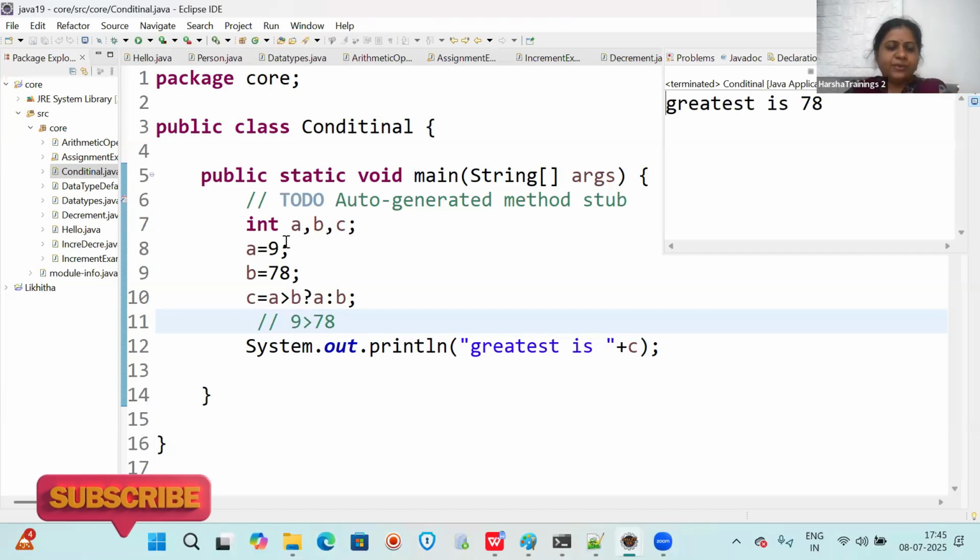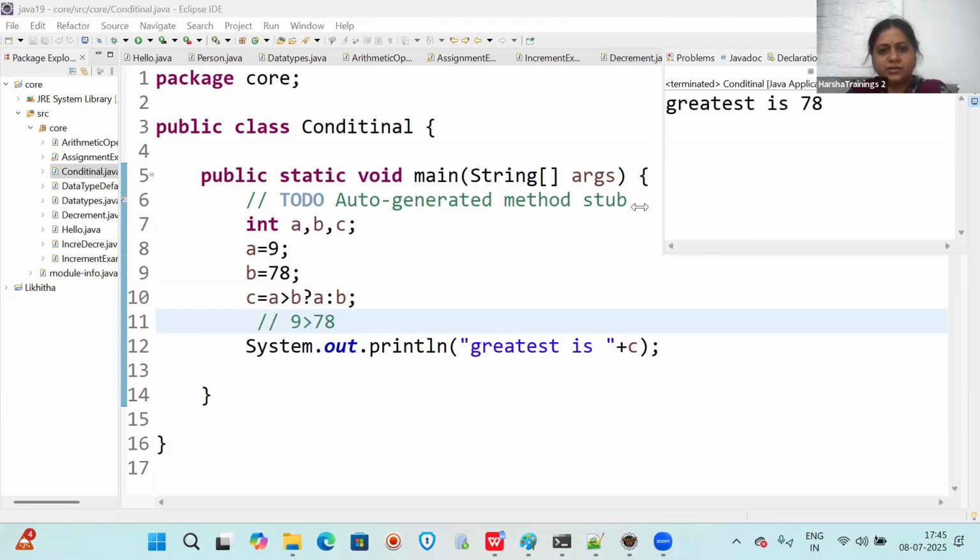Okay. Did you understand the conditional operator, everyone? Online students? Okay. Vamsi, Soumya. Gayatri also.